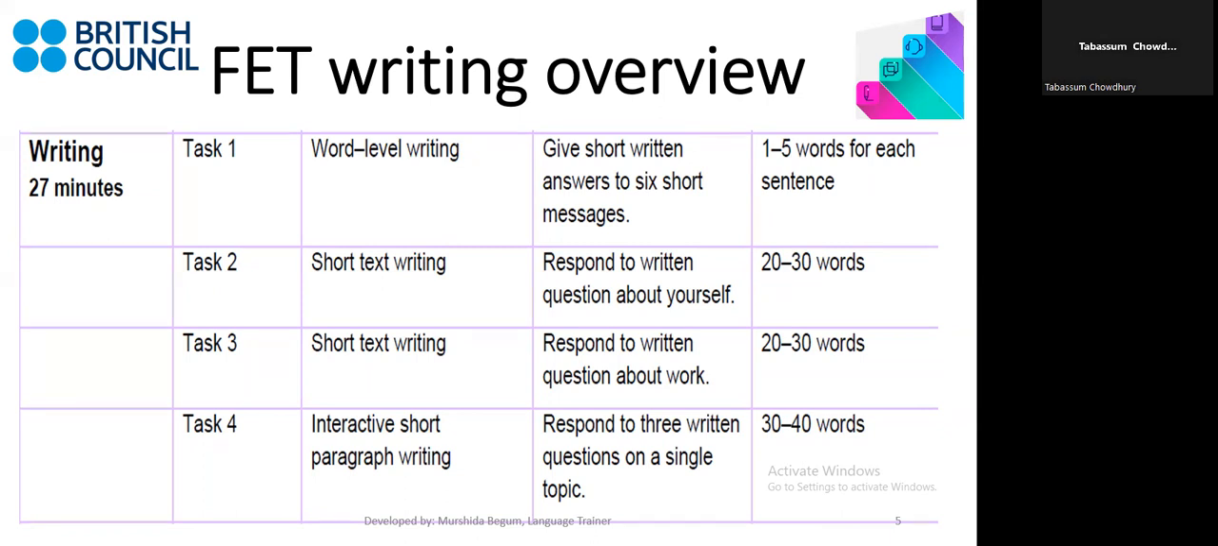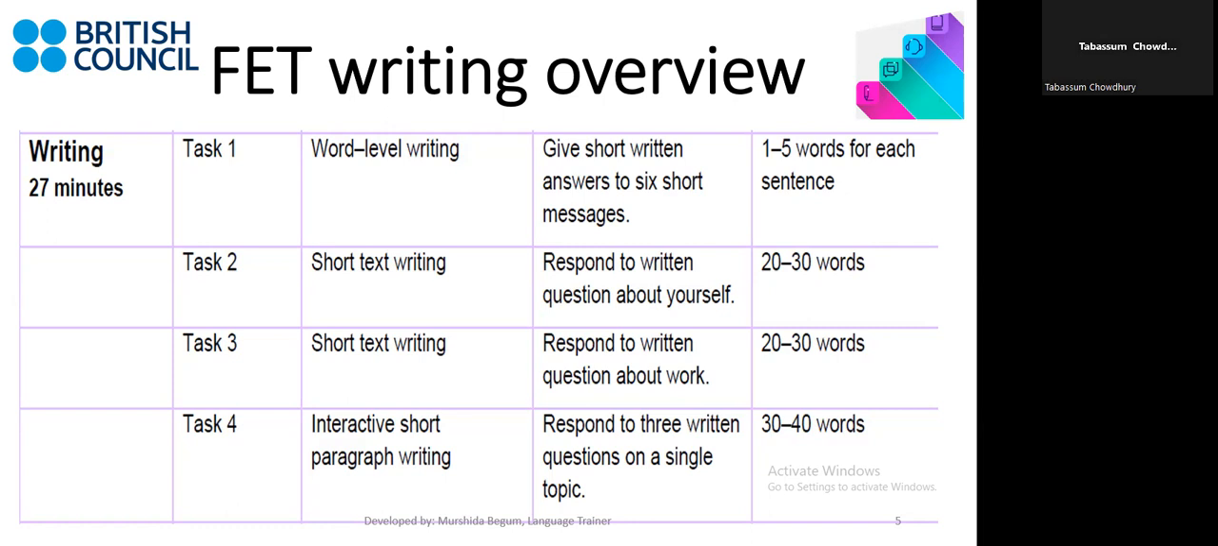Part 3 or task 3 is also a short text writing, but it's slightly different from task 2. Here you have to respond to a question about work. In part 2, it was about yourself, but in task 3, it is about work. And again, the word limit is 20 to 30 words. Again, you can aim at writing 2 to 3 sentences. So each sentence would consist of about 10 to 12 words, a standard sentence.